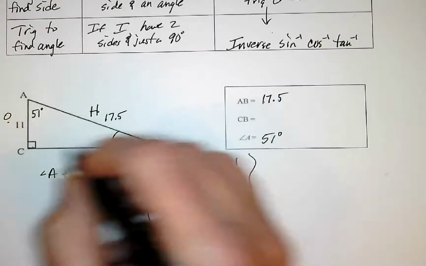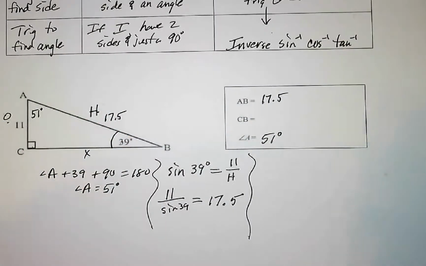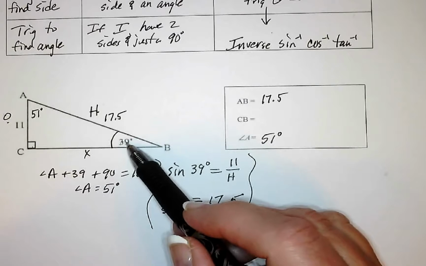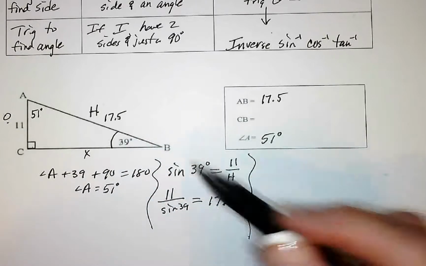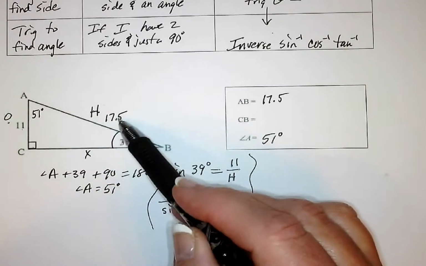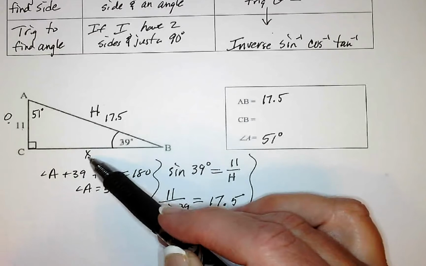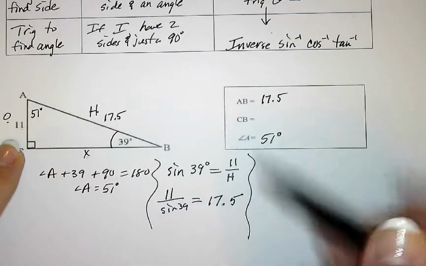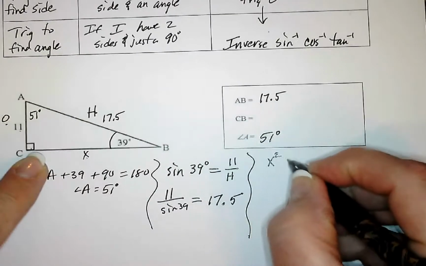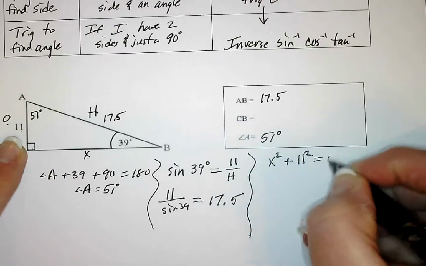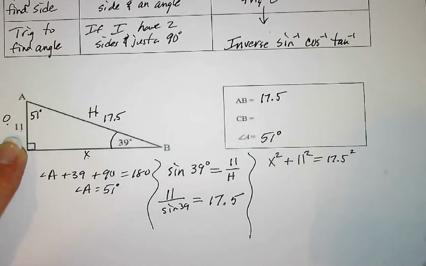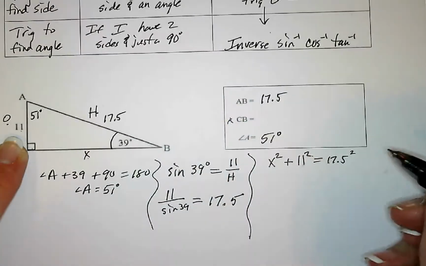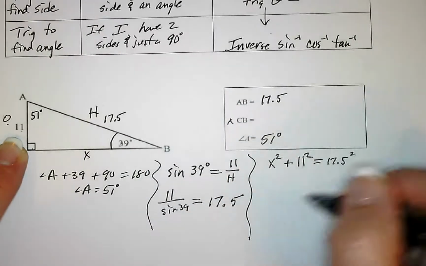Oh, gosh, only one more to go. How can I find CB? I'm just going to make that X. Well, there's two ways I can find that one. I can use trig, or I could use Pythagorean theorem. Because I have two sides now, 11 and 17.5, I can use those to help me find the third side, and that's exactly what Pythagorean theorem is for. So if I was going to set that up, I'd say x squared plus 11 squared equals 17.5 squared. You can work that out and see what x would be, and this is x, BC.